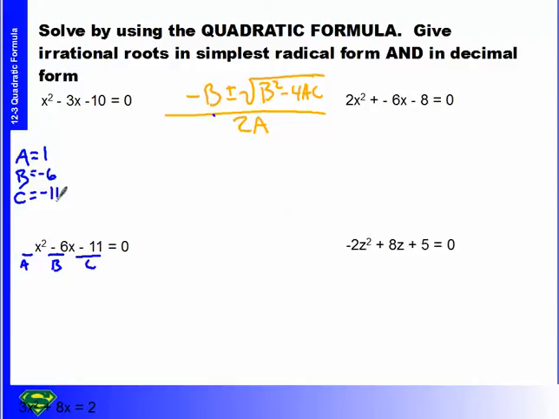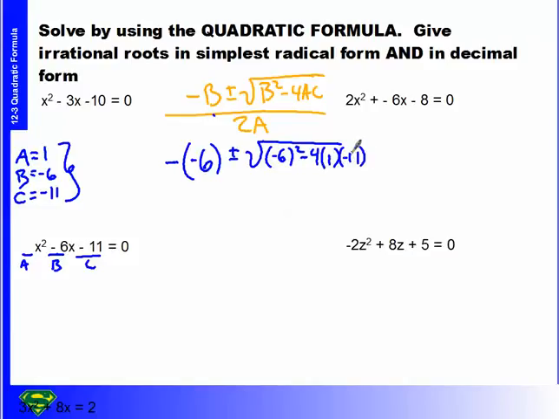So let's rewrite the quadratic formula, but instead of a, b, and c, we're going to use these numbers. So minus, remember b value is negative 6, plus or minus the square root of negative 6 squared minus 4 times 1 times negative 11. And that's all over 2 times 1.